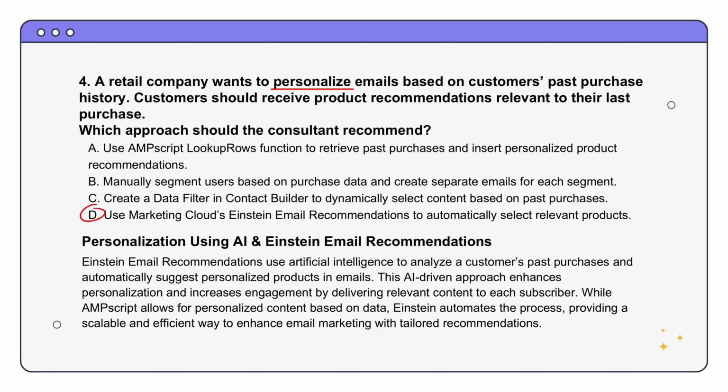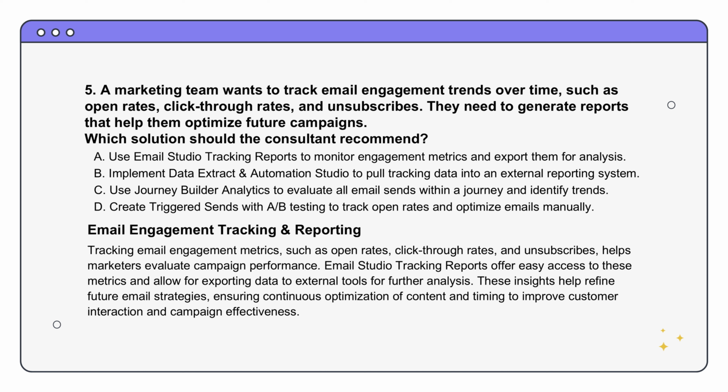Exactly. It's all about moving away from those static rules-based approaches and really embracing AI to deliver those truly personalized experiences. Interesting. Okay, our final question for today is all about tracking and measuring those all-important email engagement metrics. Because you can't improve what you don't measure, right? Exactly. So in this scenario, we have a marketing team that needs to keep a close eye on how their email campaigns are performing over time. They want to track opens, clicks, unsubscribes, all of those key metrics so they can learn from each campaign and make their future ones even better.